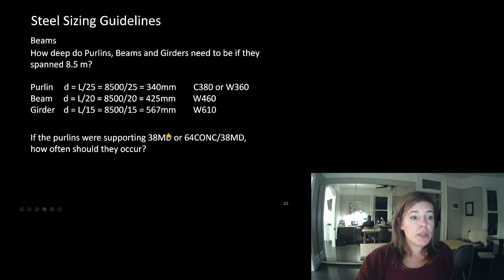So if the purlins were supporting 38 millimeter deck or 64 concrete on 38 millimeter deck, how often should they occur? If they were supporting concrete on deck or metal deck, they would be a C380 or a W360 at 2 meters on center. That would be pretty normal for something we'd see on a project.